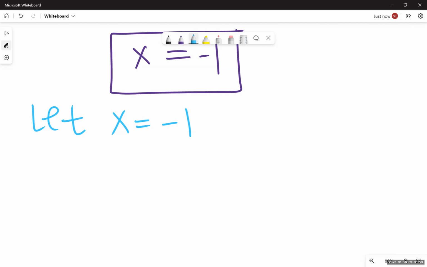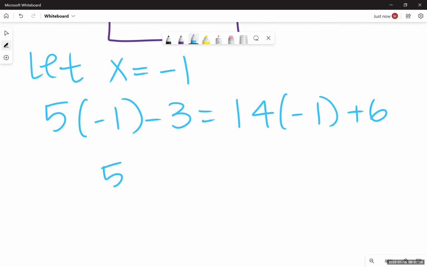So watch, if we do this, I have 5 open, negative 1 close, minus 3 equals, I'm literally writing down this problem that we just did, but instead of writing that x variable, I'm using my answer and changing it to what my answer was. I'm going to see what happens here. 5 times 1 is 5. Signs are different, so it's negative 5. And then I have a negative 3 equal. 14 times 1 is 14. Signs are different, so it's a negative. And then what I have coming down right here is a positive 6.